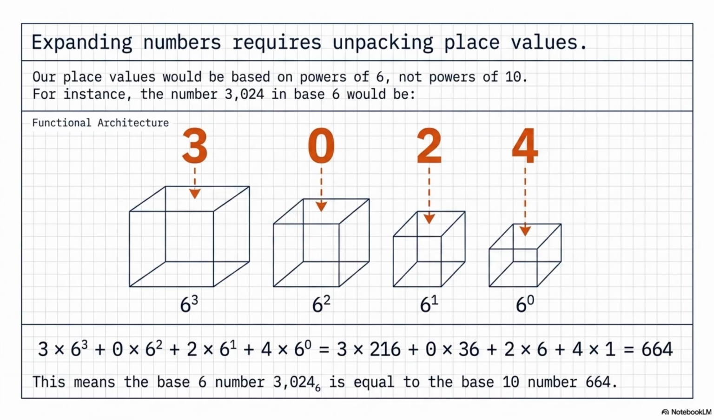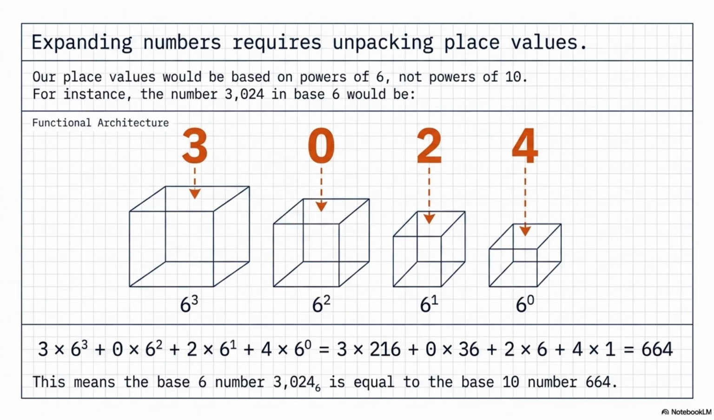And the textbook provides a great example of this by taking a weird-looking number like 3024 in base 6 and converting it back into our familiar base 10 to prove the math works. And we can do this without getting bogged down in tedious calculations, right? We just look at the boxes. Exactly. Just unpack the boxes. Okay, so we have the base 6 number 3024.